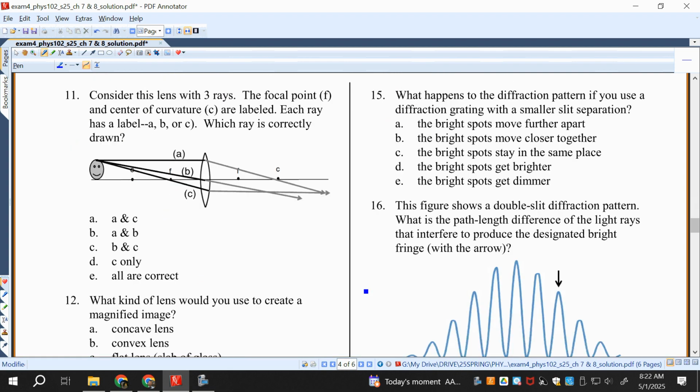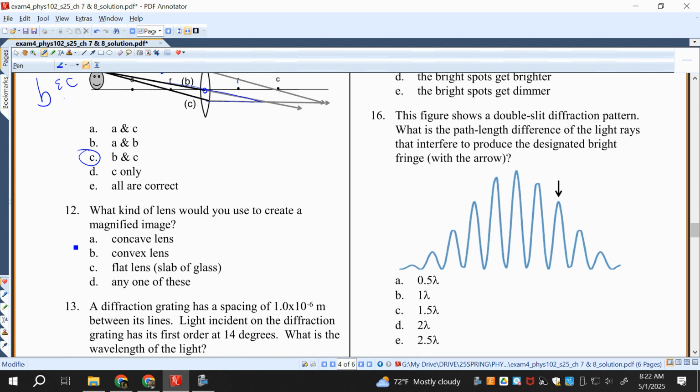Consider the lens with 3 rays. The focal point and center of curvature are labeled. Which ray is correctly drawn? So let's look at these. Ray A goes parallel to the axis. It should go through the focal point. Oh, but it doesn't. So A is not right. B goes through the center of the lens. Okay, so B is okay. It goes through the center of the lens unrefracted. And then C goes through the focal point and then parallel to the axis. So B and C. In fact, once I knew that B was the right answer, I knew it had to be B and C.